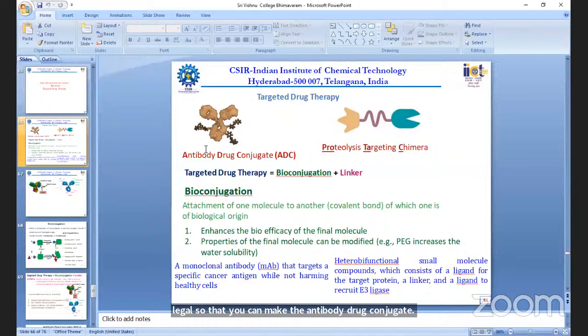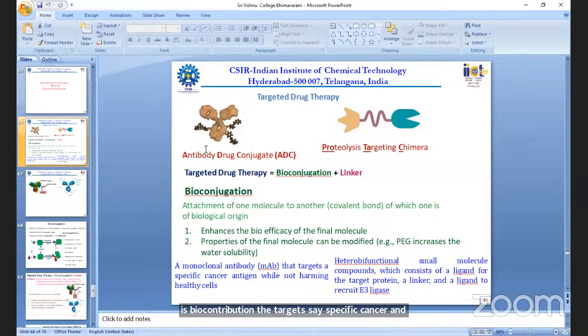It enhances the bioefficacy of the final molecule, and the properties of the final molecule can be modified. You can take PEG, polyethylene glycol, a solvent that increases the water solubility. That means a monoclonal antibody, that is bioconjugation, that targets a specific cancer antigen. So you should target the cancer antigen while not harming the healthy cells.